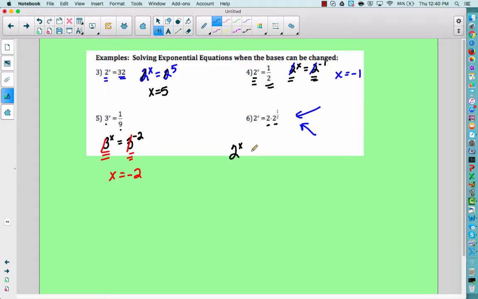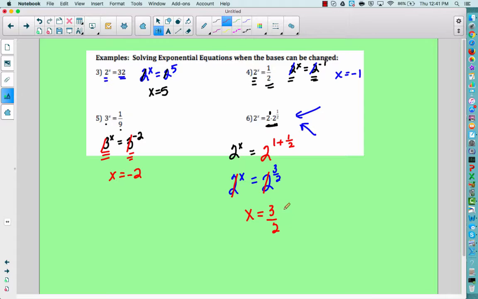So the first thing that I'm going to do is use my law of exponents on the right side, remembering that this is 2 to the 1 power, and then use power times a power, add them high, so 2 to the 1 plus 1/2, which gives me 2 to the x equals 2 to the 3 halves, because 1 is 2 over 2. Now the bases are the same. I have a single monomial. The 2's now cancel, so x equals 3 halves.